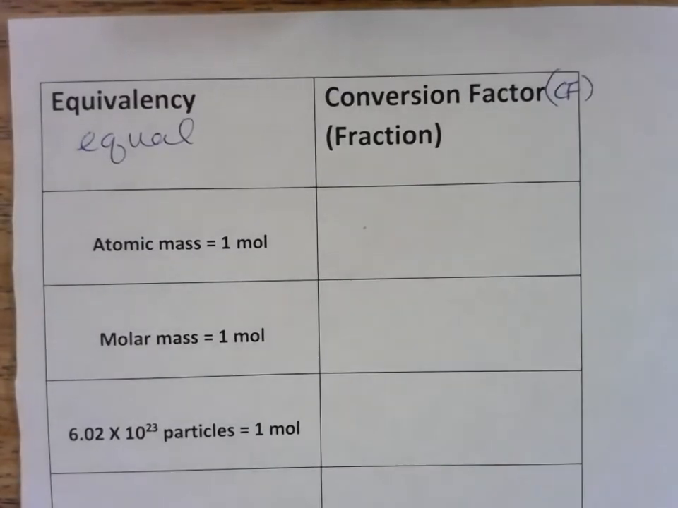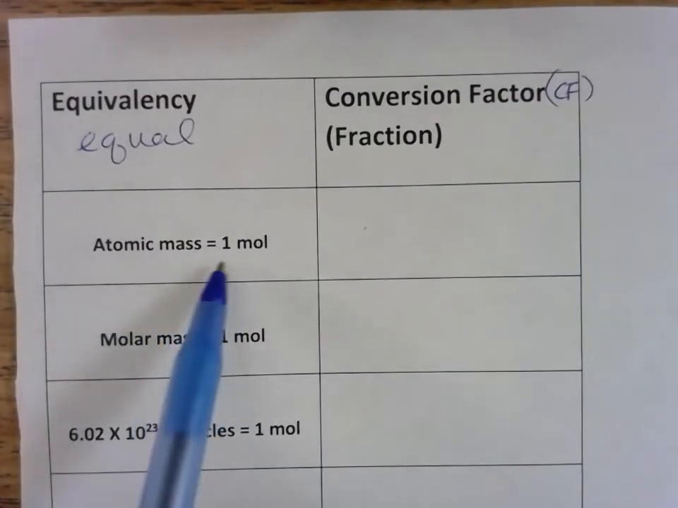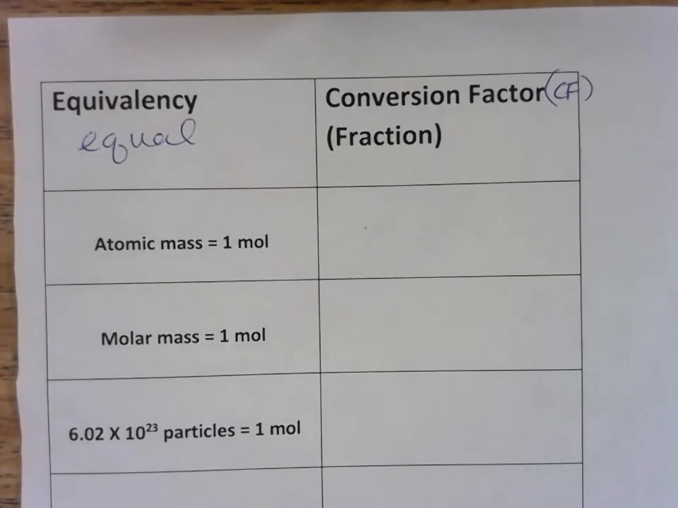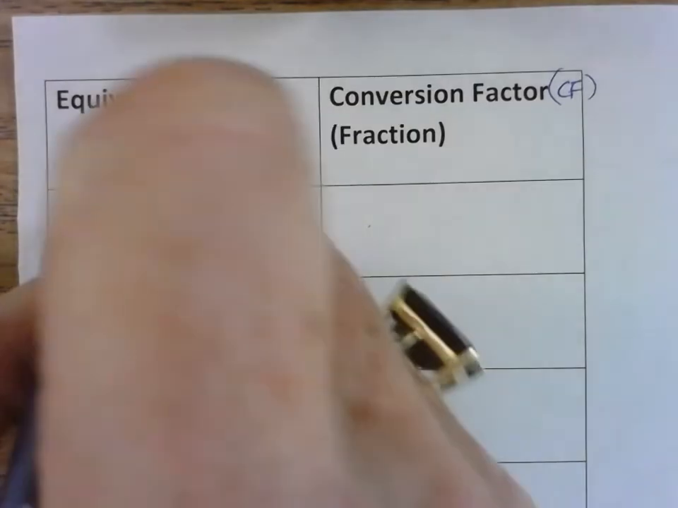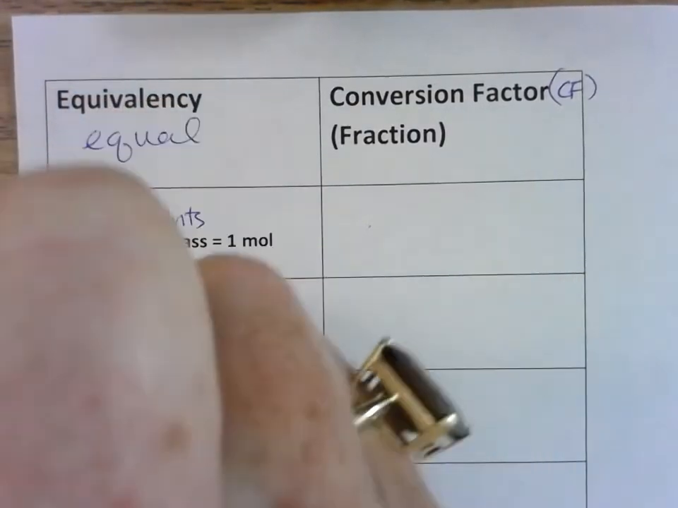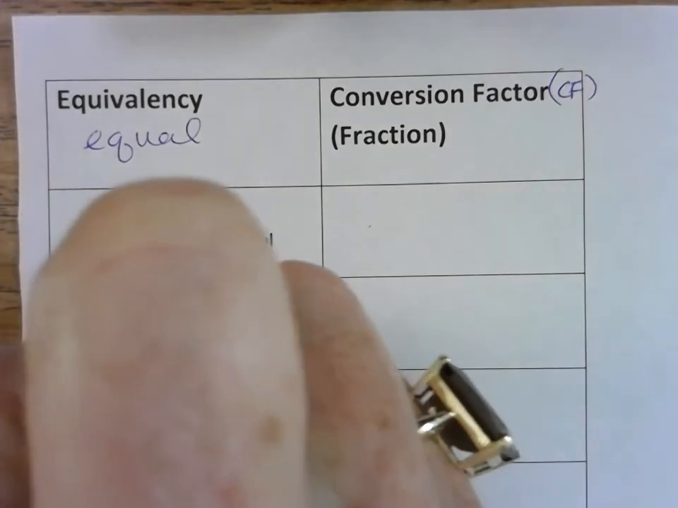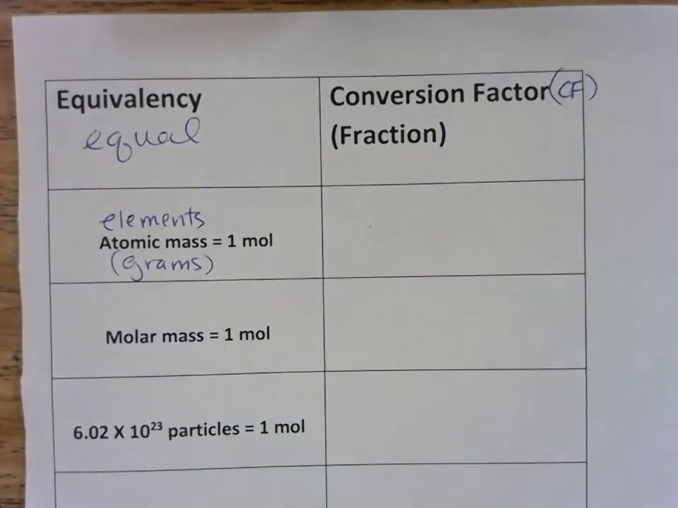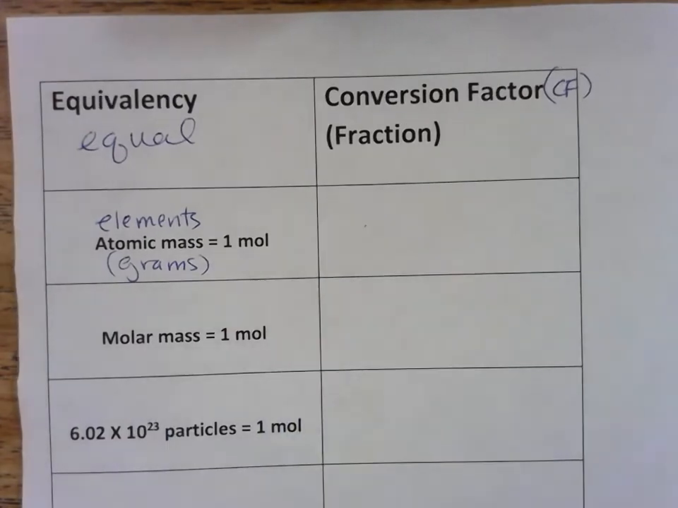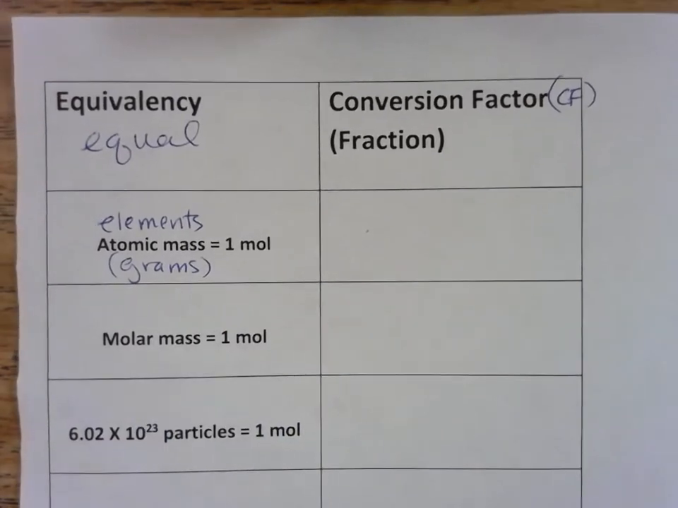So our first equivalency that's unique to chemistry is that atomic masses are equal to a mole. But we learned that already. So this is nothing new, right? Keep in mind that atomic masses are for elements, and they are measured in grams, right? We know those things, but just as a reminder, those tend to be things that we forget as we move through this particular section or skill in chemistry.